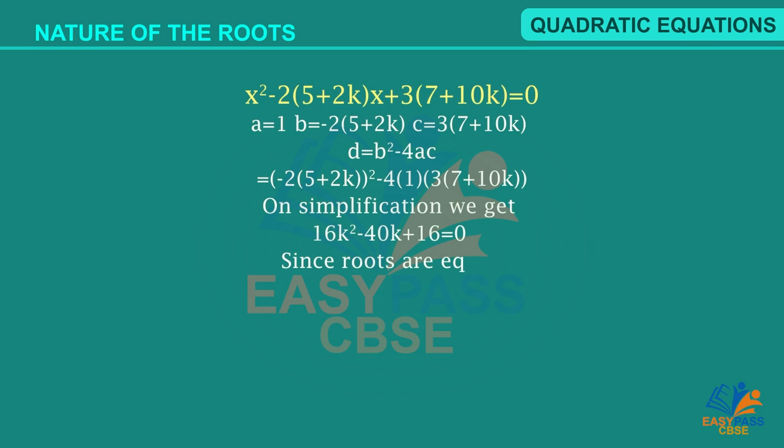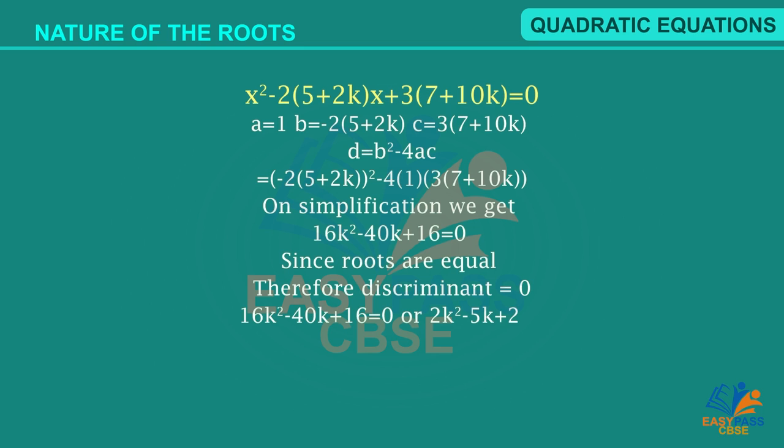Since the roots are equal, the discriminant is equal to 0. That means 16k square minus 40k plus 16 is equal to 0, or 2k square minus 5k plus 2 equals 0. It's a quadratic equation. Now you have to solve this quadratic equation.